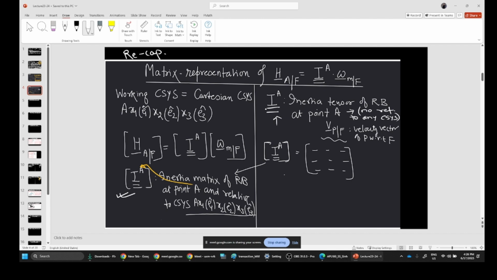It's just like a vector, right? There is a vector going from Earth center to the Sun center right now. Do you need a coordinate system to define that vector? No. That vector is independent of the coordinate system you choose. Similarly, this is a coordinate system independent quantity. But once you start using a working coordinate system, it will show its 9 scalar components, and the collection of those 9 scalar components is represented by the inertia matrix of the RB at point A relative to the coordinate system that you have chosen. Keep this in mind.